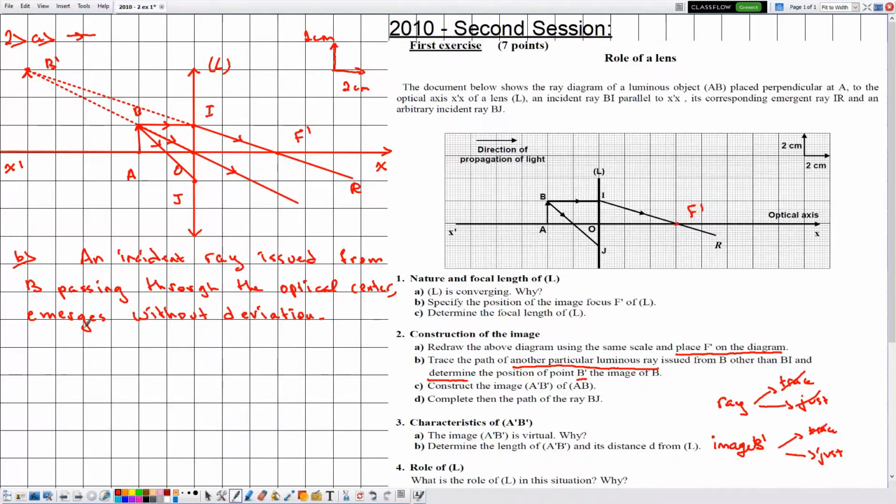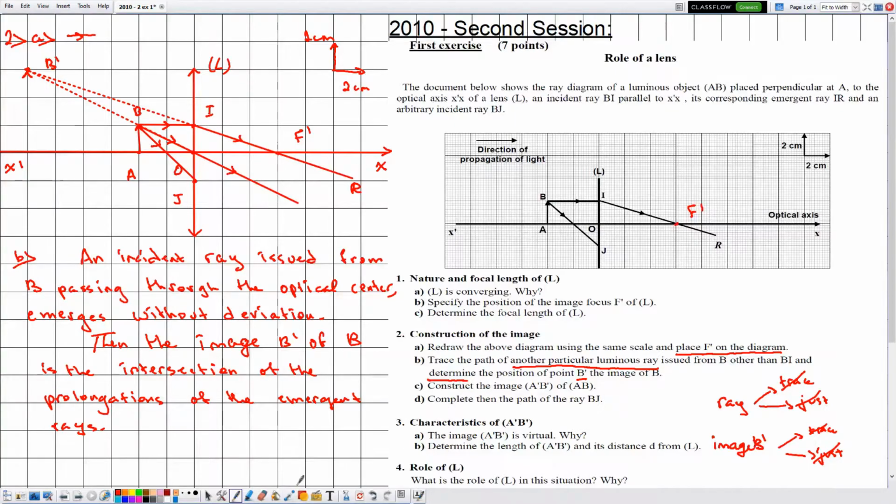Now let's do the justification. So what does the point B prime represent? Then the image B prime of B is the intersection of the prolongations of the emergent rays. So we have done the justification. This is it for part B.